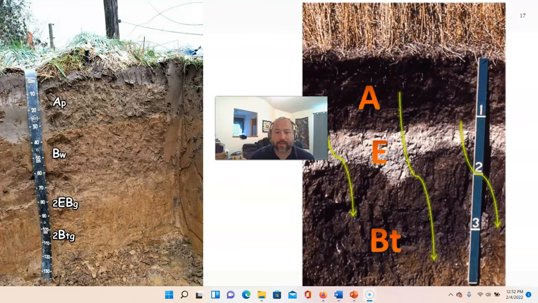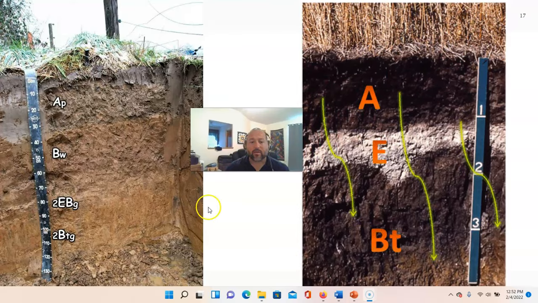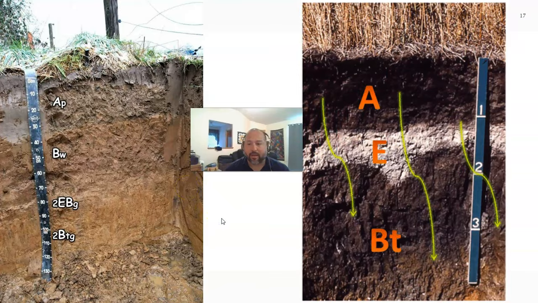Here, I'll move myself to the middle. Looking at the same thing, there are a couple of different ways to look at it. Here's our surface, and then our surface litter at the top. We've got our A layer here, our topsoil, a nice dark topsoil. We definitely have a really obvious E layer here, an eluviation, a leaching layer, and then we've got a B layer, and it's a Bt layer.